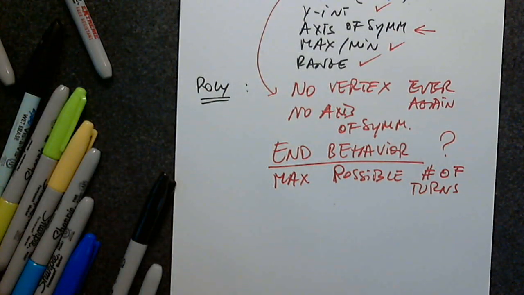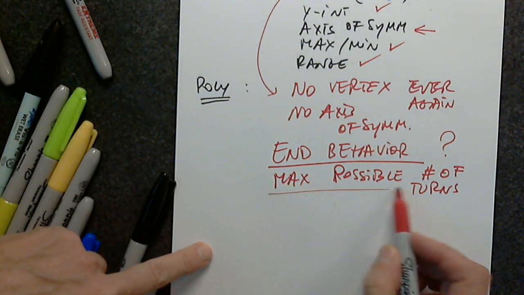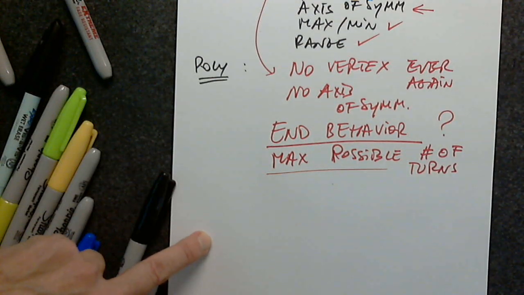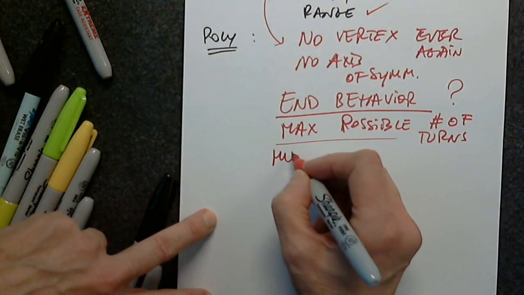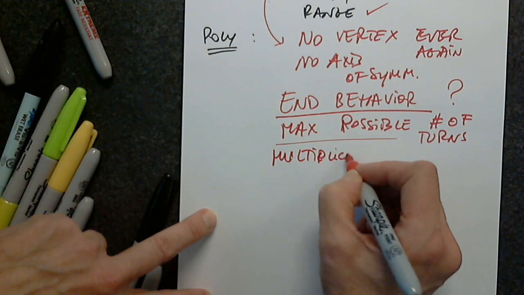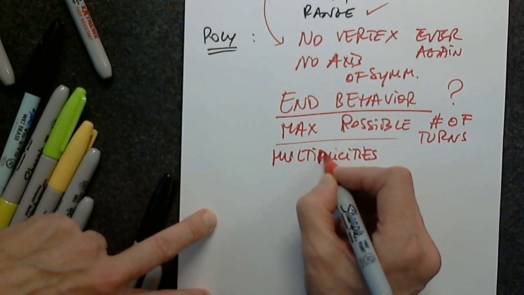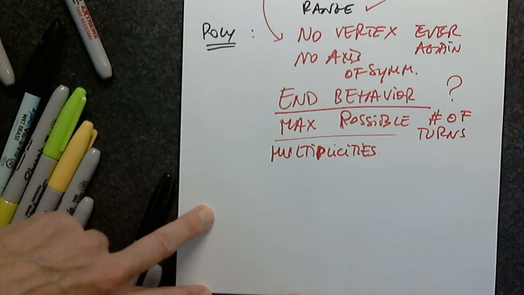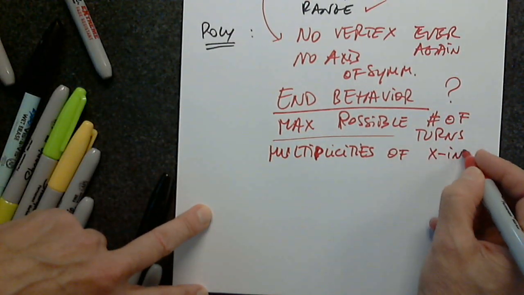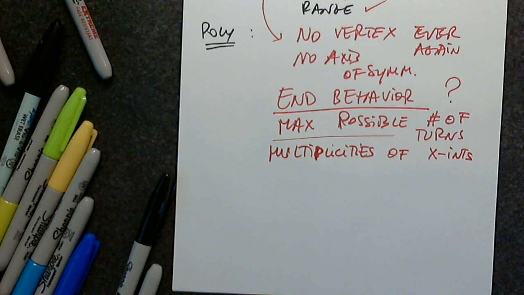So we're going to talk about maximum possible number of turns. And one other thing we have to add here, multiplicities. Multiplicities of x-intercepts. We have not seen this before. We never talked about end behavior, maximum possible number of turns, or multiplicities of the x-intercepts. So this is totally new.